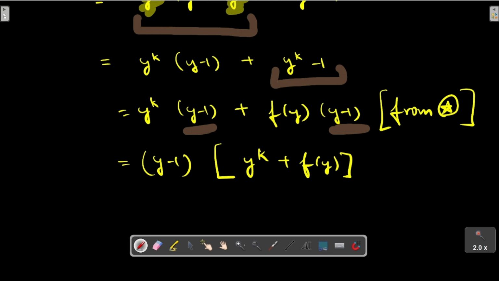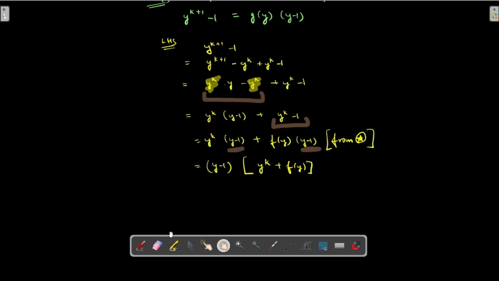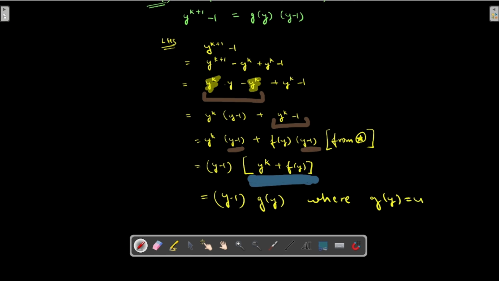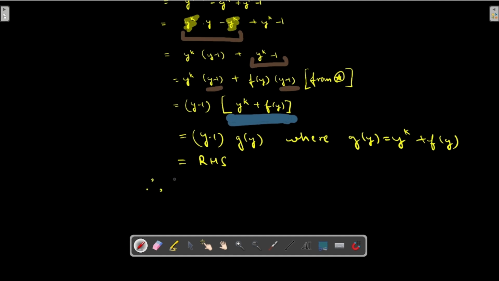This much is fine. Now what is required to prove? You need to get a polynomial g of y. You have y minus 1. Can I let the bracket part be g of y? Right? Am I allowed to do so? So y minus 1 times g of y, where your g of y is y to the power of k plus f of y. This is equal to your RHS. Okay.